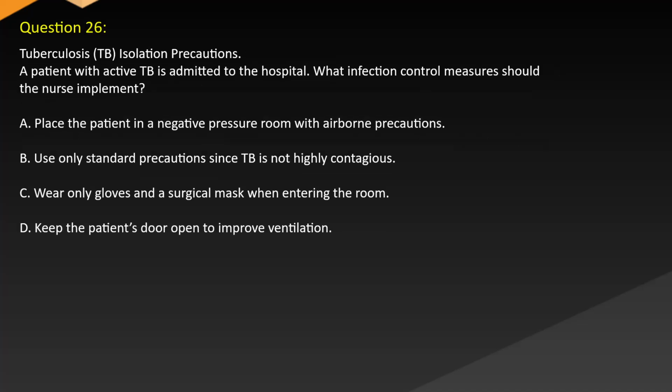Question 26. Tuberculosis (TB) isolation precautions. A patient with active TB is admitted to the hospital. What infection control measures should the nurse implement? A. Place the patient in a negative pressure room with airborne precautions. B. Use only standard precautions since TB is not highly contagious. C. Wear only gloves and a surgical mask when entering the room. D. Keep the patient's door open to improve ventilation.